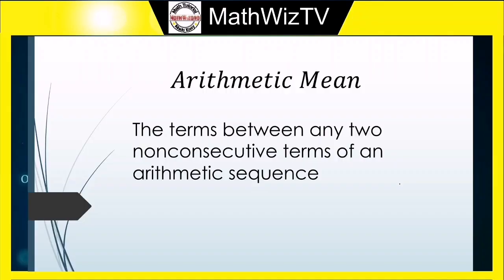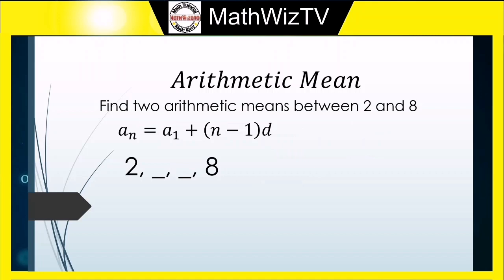When we say arithmetic mean, those are terms between any two non-consecutive terms of an arithmetic sequence. Let's say for example, find two arithmetic means between 2 and 8. Again, we are going to use the same formula in solving this one, but we need to understand the question.